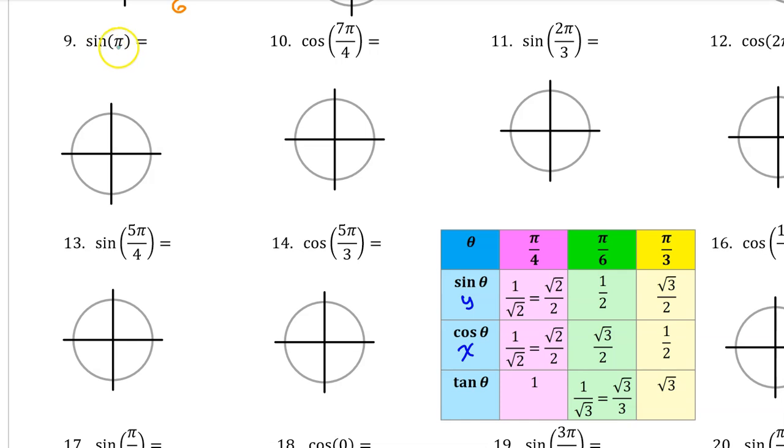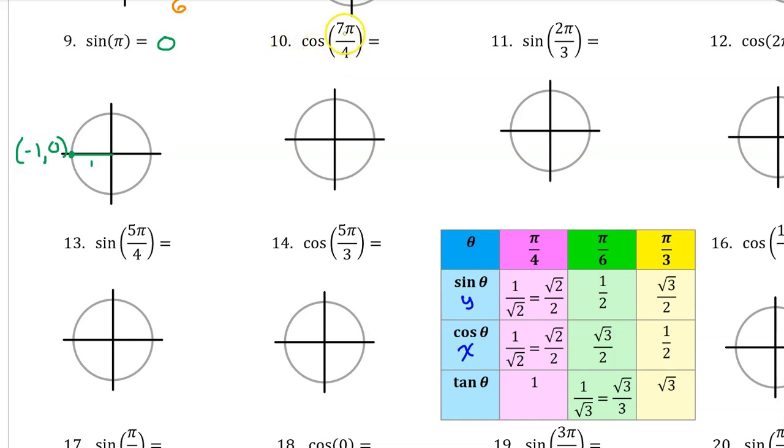Number 9, the sine of pi. We know that pi is right here. This is right on the line, so we will use coordinates. The x-coordinate is -1 because the radius is 1, and we are to the left by 1. The y-coordinate is 0. On the unit circle, sine is the y value, and the y value is 0, so the sine of pi is 0.